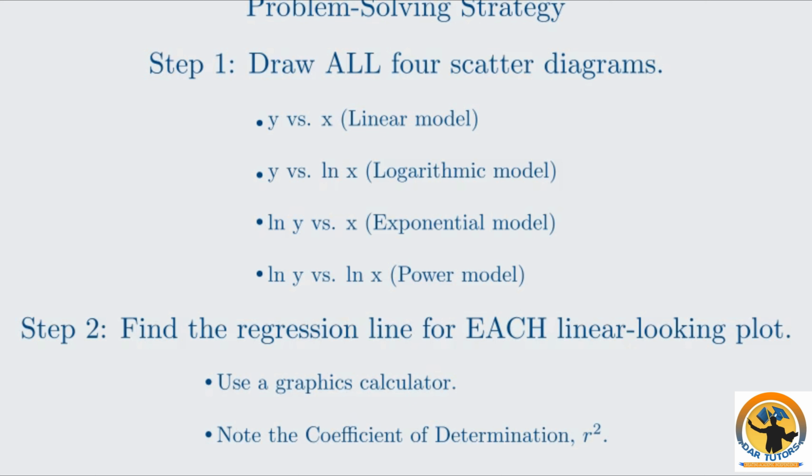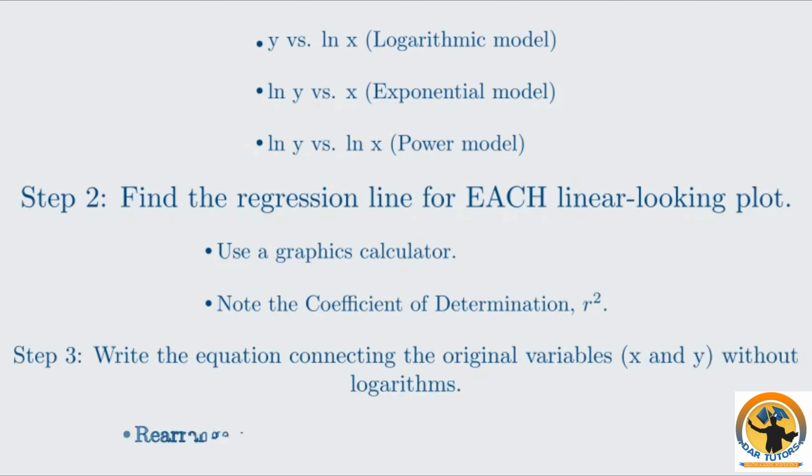If two or more models appear equally plausible from the scatter plots, you should choose the one with the highest r squared value. This model provides the best fit to the transformed data. Step 3. Once you have the linear model for the transformed variables, rearrange it to make y the subject. This final equation will be your nonlinear model connecting y and x. This systematic approach allows you to determine and fit the best possible nonlinear model to your data.